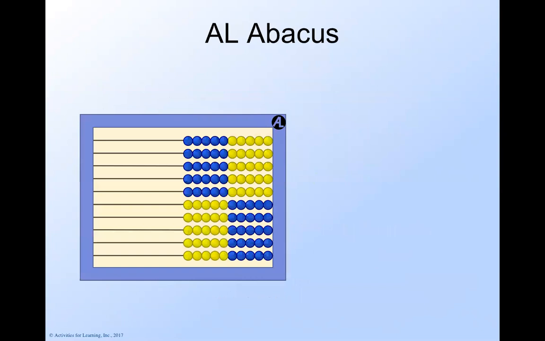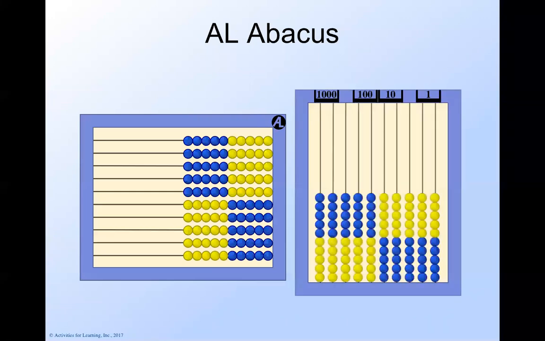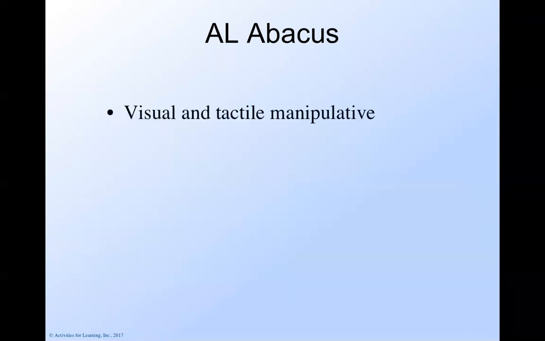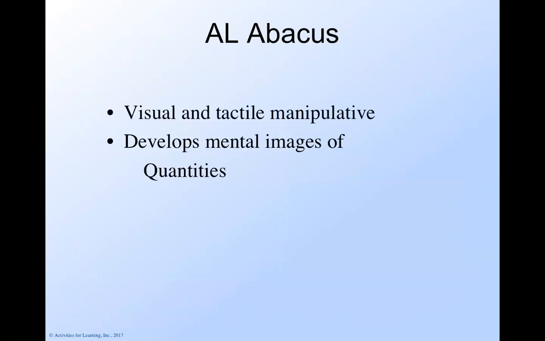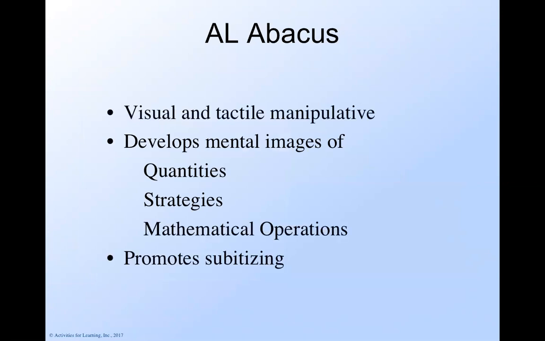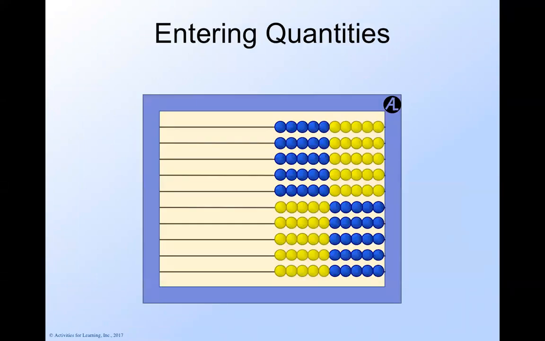So let's look at the AL Abacus. Now, there are a lot of different forms of abacus. Abacus just means beads on a wire. This particular abacus is grouped by 5s and 10s, and as far as I know, it's the only abacus that actually has 2 sides. It's going to provide a visual and tactile manipulative for the kids to develop mental images for their quantities, their strategies, mathematical operations. It's going to promote subitizing. Okay, so let's look at what that looks like.